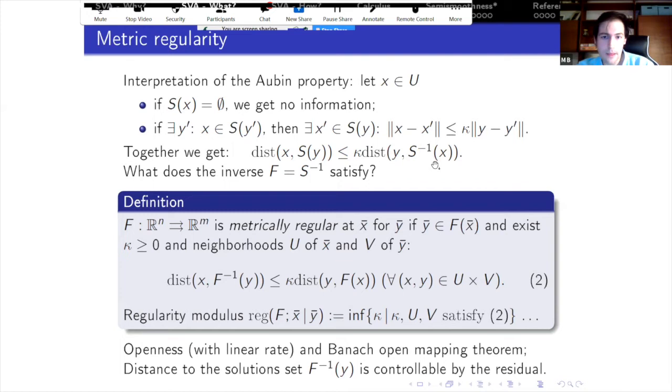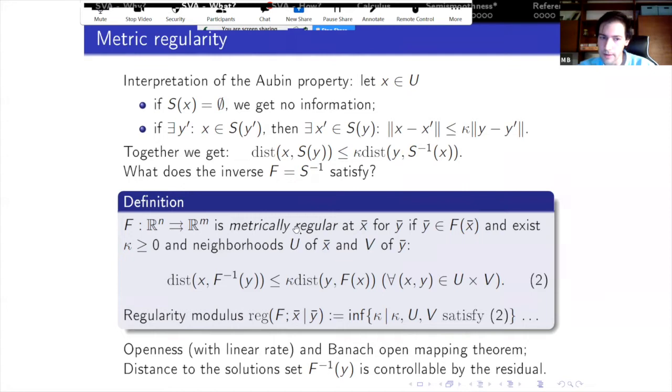there is some mistake here. S of y, this should be S minus one here, right? So if this is an empty set, this by definition would be plus infinity. So it says nothing. We have no statement. If it's not empty, then we get the statement. And so if we now try to formulate this inequality in the language of the inverse mapping, then we will precisely get metric regularity.